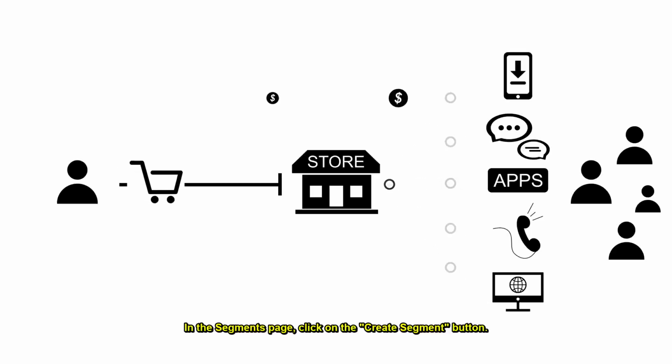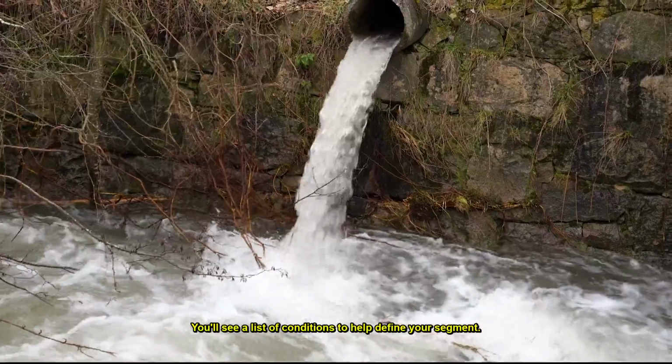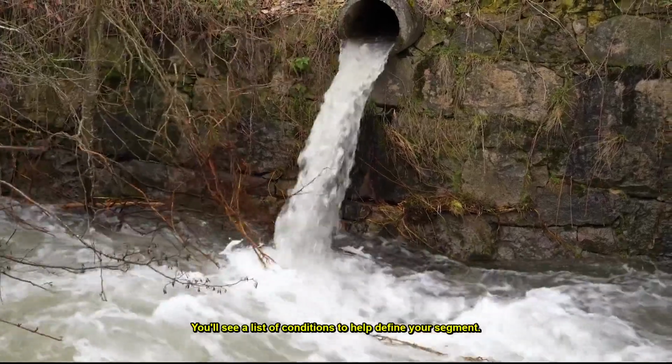In the Segments page, click on the Create Segment button. You'll see a list of conditions to help define your segment. Choose a condition from the drop-down menu, such as email marketing engagement. Select how you want to filter your audience based on this. You can specify parameters like opened email or clicked on link.